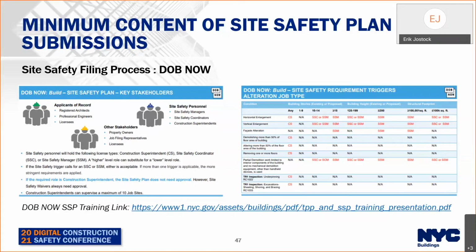For instance, a site safety trigger calls for an SSC or an SSM. Either is acceptable. If more than one trigger is applicable, the more stringent requirements are applied. If the required role is a superintendent, the site safety plan does not need approval. However, site safety waivers are always needed for approval. Construction superintendents can supervise a maximum of 10 job sites.